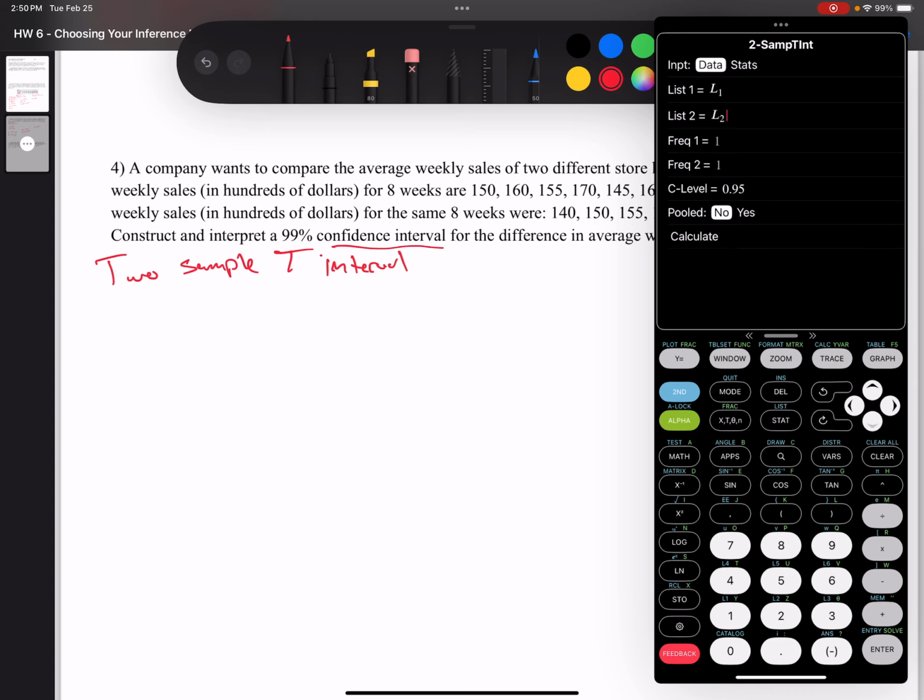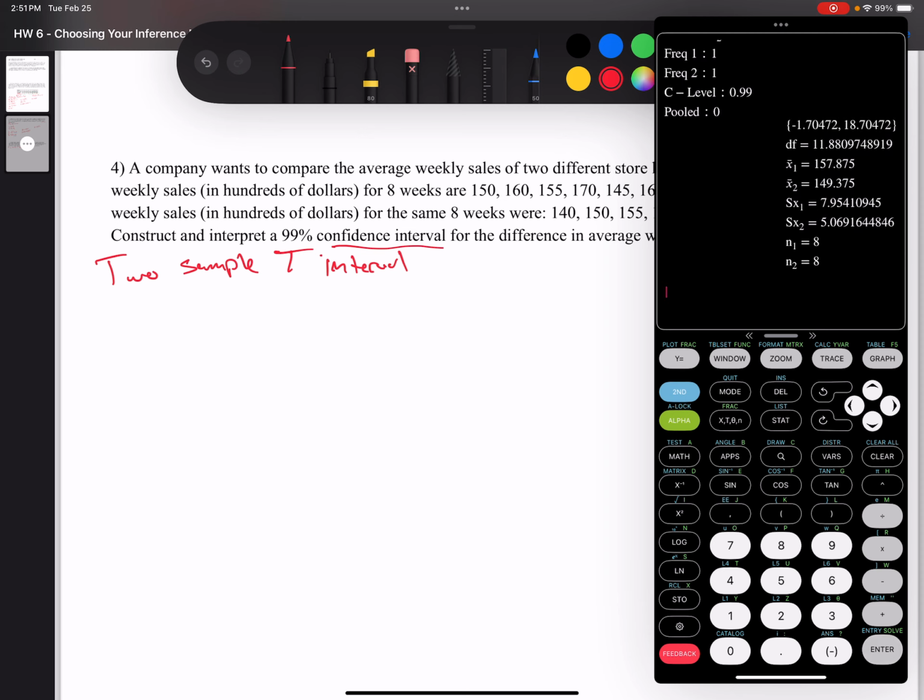Frequencies are going to stay 1, and then I just have to change the C level to 0.99 for this case. And then remember for means, we do not pool, so we're going to hit no. Then we hit calculate, and it's going to give us some information. If you do it this way, you have to report the degrees of freedom that the calculator gave you.